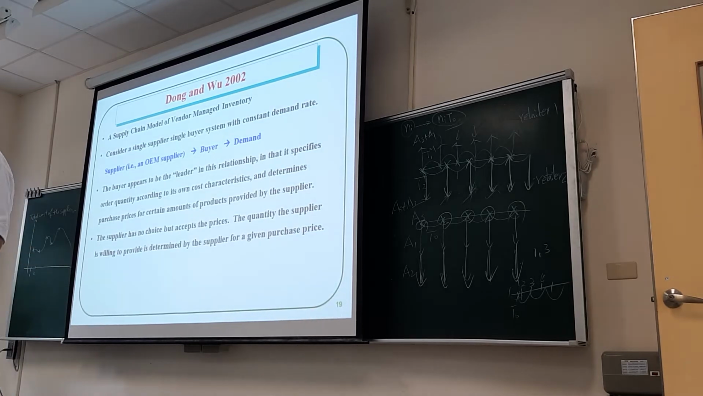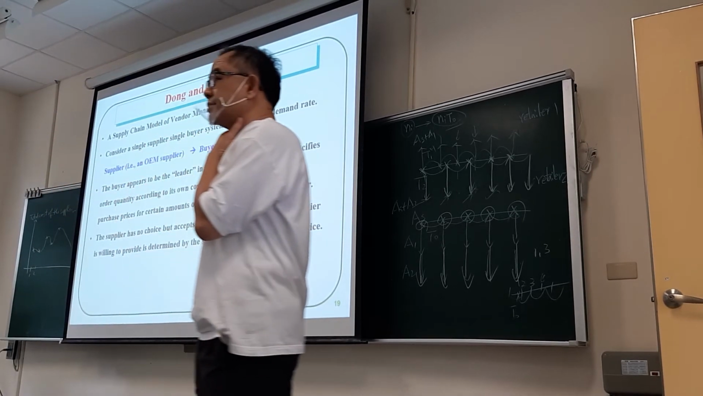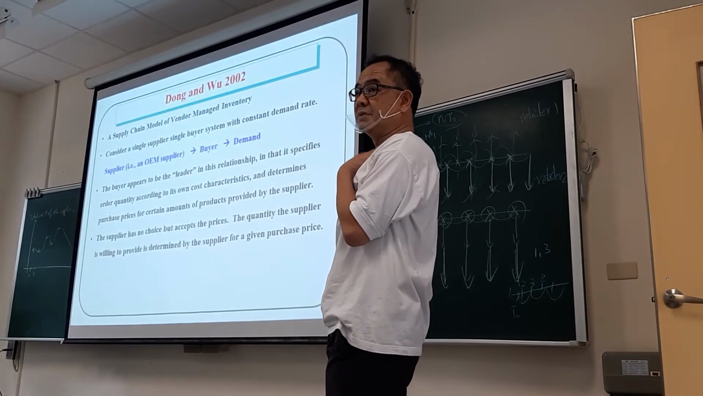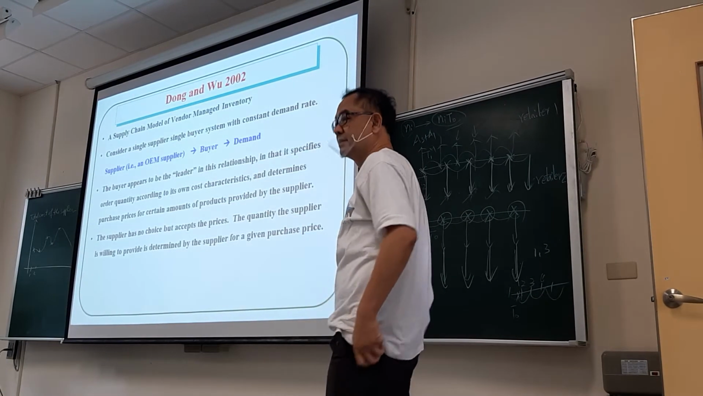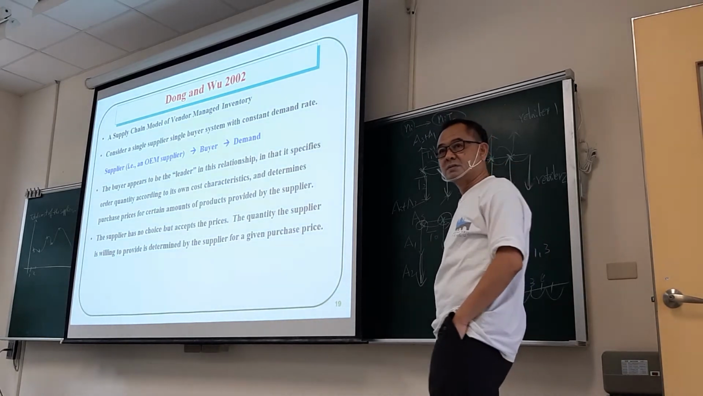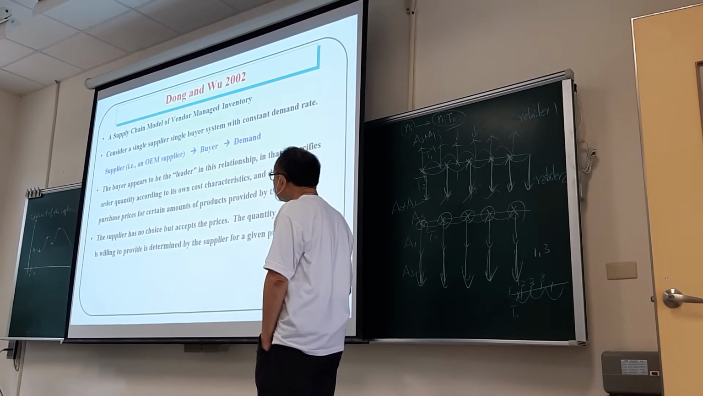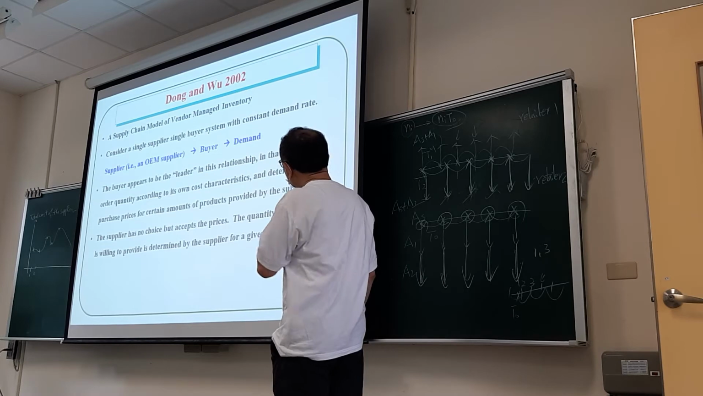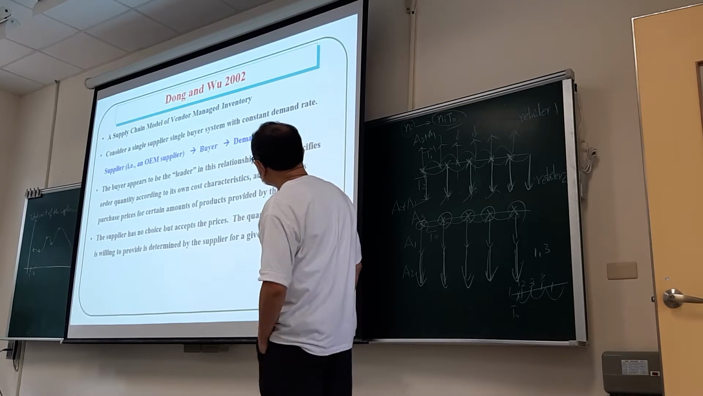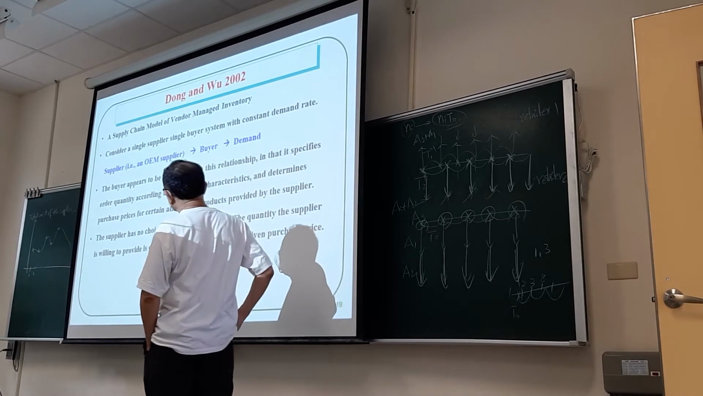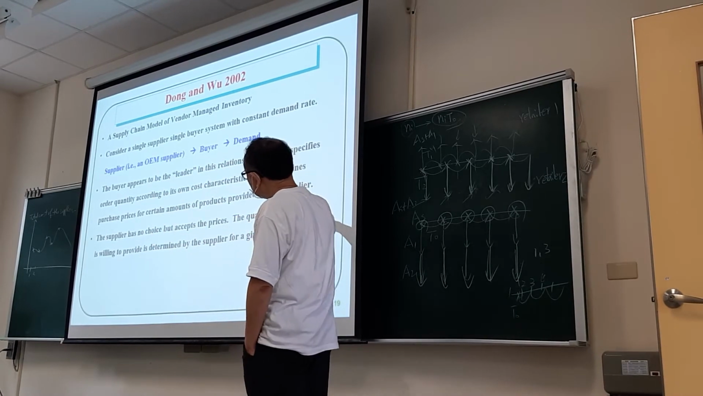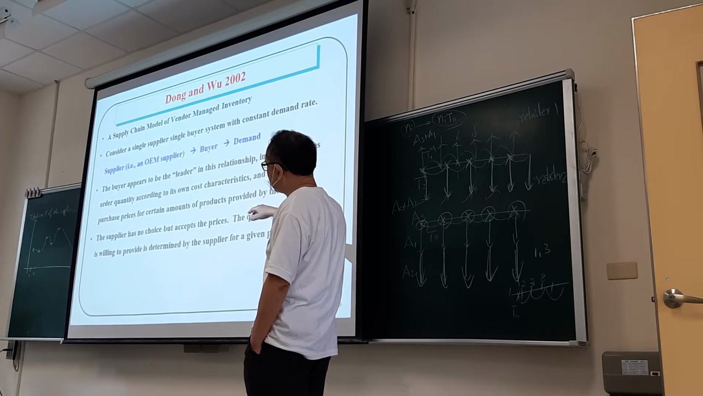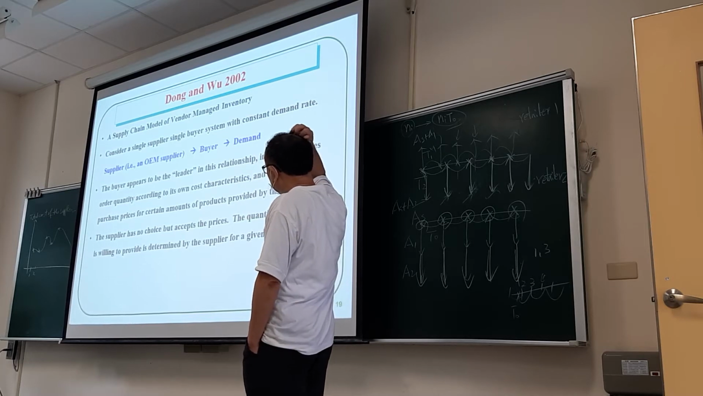What is OEM? Original equipment manufacturer. Original equipment. Who issued the equipment? The buyer, right? Okay, the buyer. Certainly the buyer is the leader. In that, it specifies order quantity according to its own cost characteristic and determines purchase prices for a certain amount of product provided by the supplier.